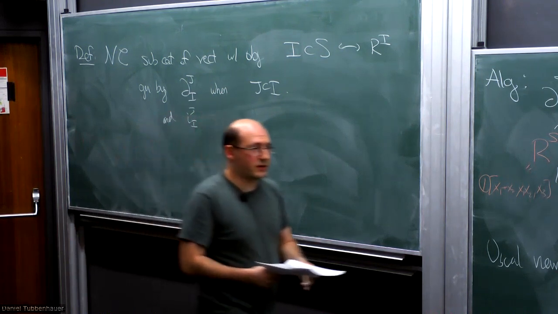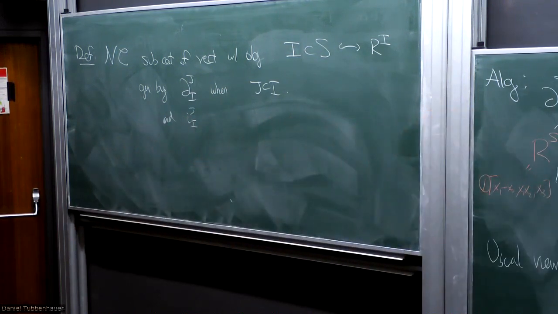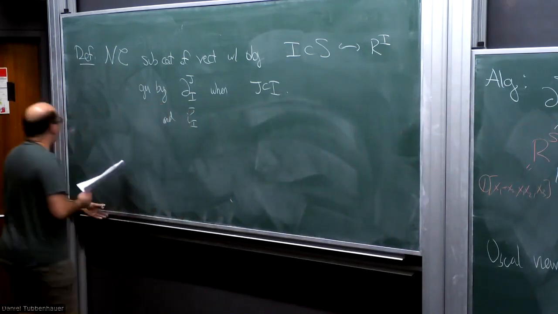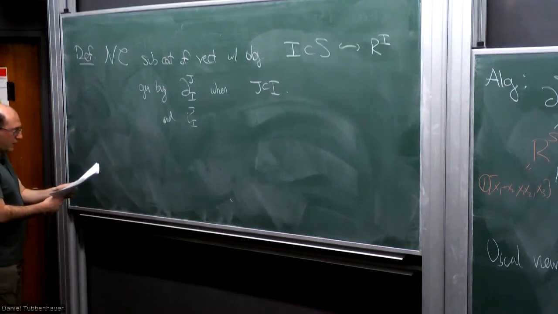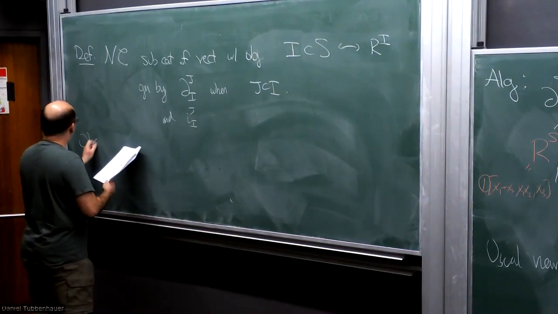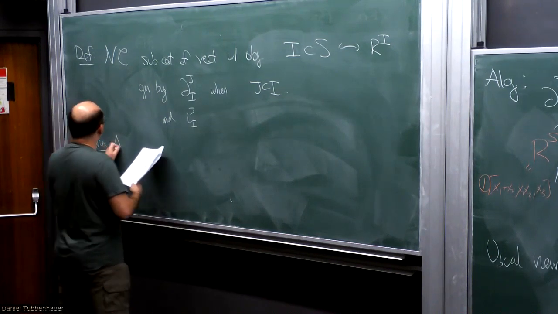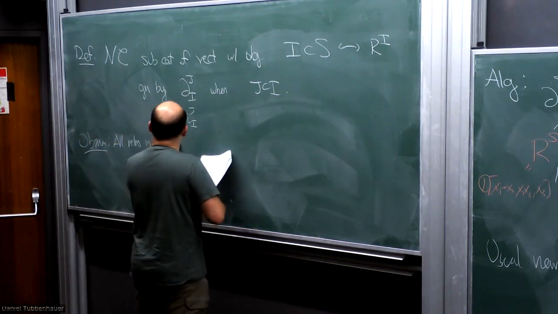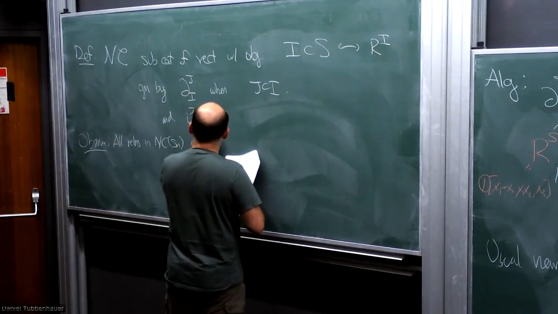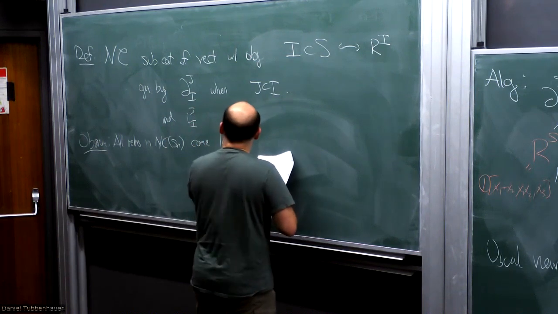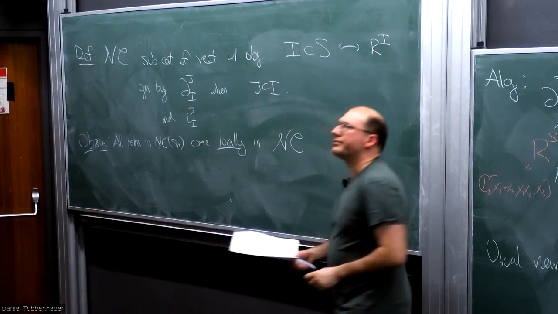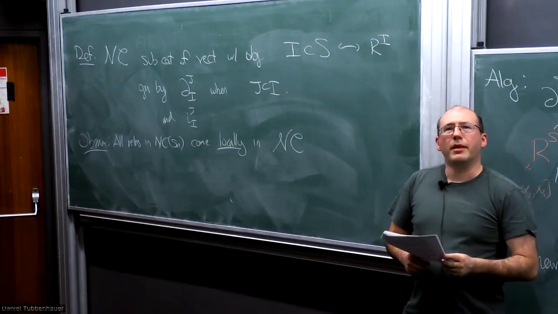What I want to now discuss is why the relations in this category follow from earlier relations. How am I doing on time? 10 minutes. Okay. So observe that all relations in the Coxeter algebra come from more local origins in the Coxeter algebra. Let me show you what I mean.